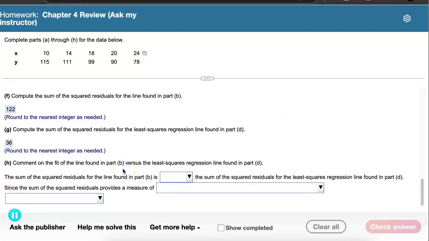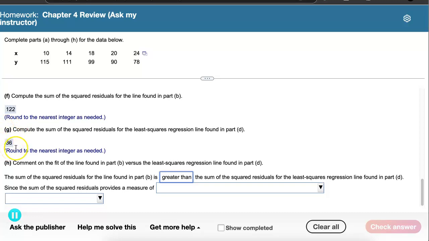This last piece is just a comparison of the 2 types of lines that we just found. The one that we found by picking 2 individual points and coming up with an equation of a line by hand in part B, and the one that we found using StatCrunch, the least squares regression line that we found in part D. So the sum of the squared residuals that we found for the line in part B, this one, the 122, is greater than the sum of the squared residuals that the least squares regression line had. That was this 36 here.